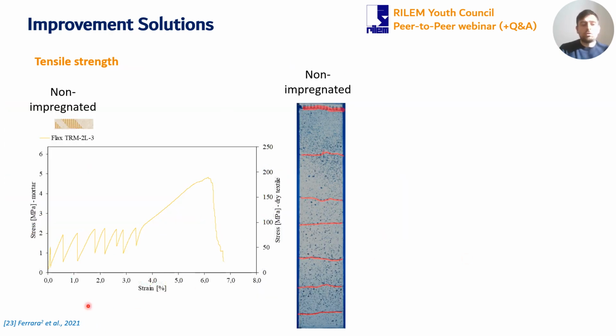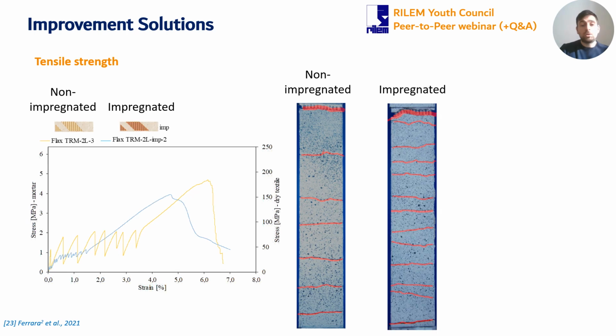Here, once again, we can show the stress-strain response typical of the conventional flax TRM system. In this case, two textile layers have been adopted, and this is the classical response that we have explained before. When we look at the one in which impregnated textile has been adopted, we can observe that at first the maximum load is slightly lower. This may probably be related to the bond between the impregnated fibers and the matrix that can be a little bit lower.